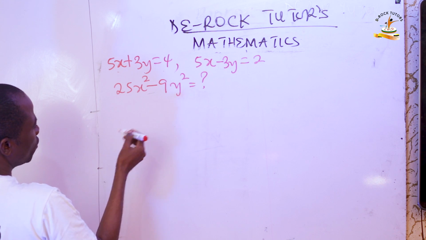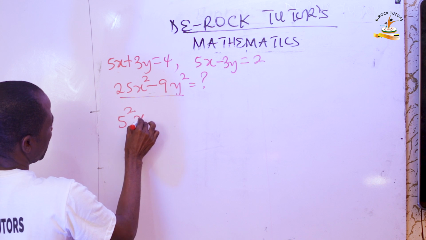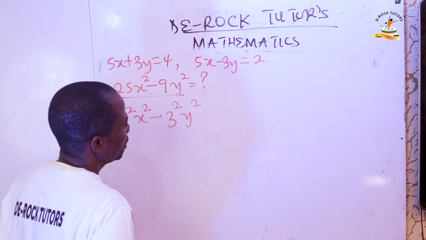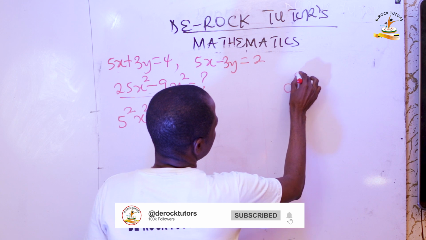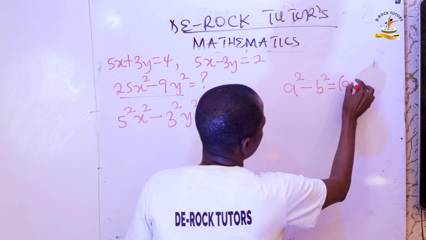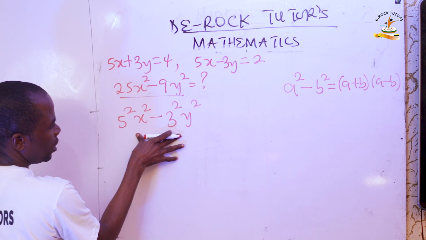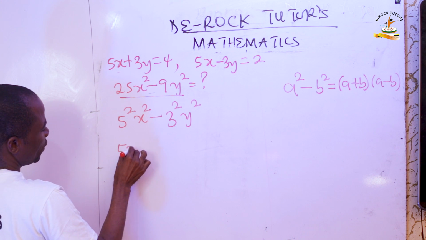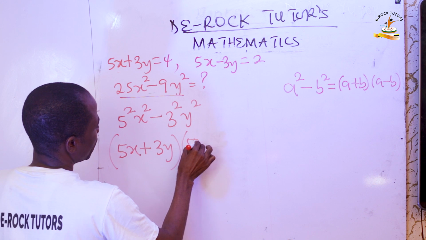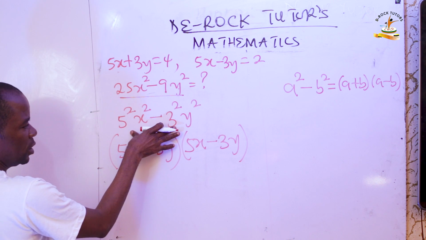We can simply make use of difference of two squares. This expression here can be written as 5 squared, that's 25, x squared, minus 9 can be written as 3 squared, y squared. Now, it is similar to this identity, a squared minus b squared. This is difference of two squares, and we know this is equal to a plus b times a minus b. If you use the same identity here, then we can now have 5x plus 3y times 5x minus 3y. As a matter of fact, if you reopen this bracket, we will get this one back.